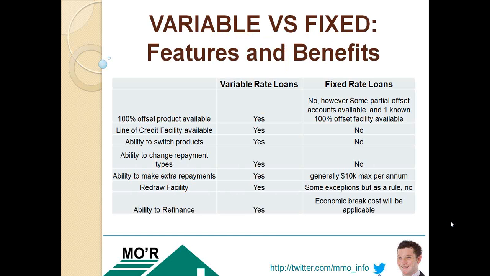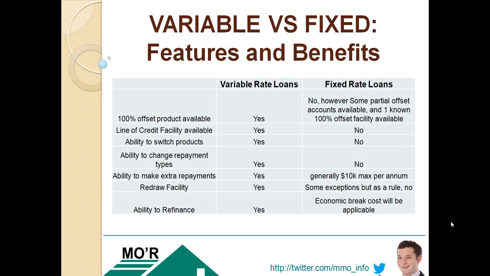Okay, so just moving on, we're just going to look at the features and benefits. Now, I've drawn up this table just to demonstrate the flexibility of the variable rate loans. Now, I won't go through all of them in too much depth because there's a fair bit to get through, but I'll just highlight a couple of points. Now, first of all, you can't have a 100% offset account with fixed rate loans. Now, there are some exceptions, but as a rule, it's not possible. Some lenders do offer a partial offset, which means that only a portion of the bank balance in the bank account is taken into account when calculating the interest savings.